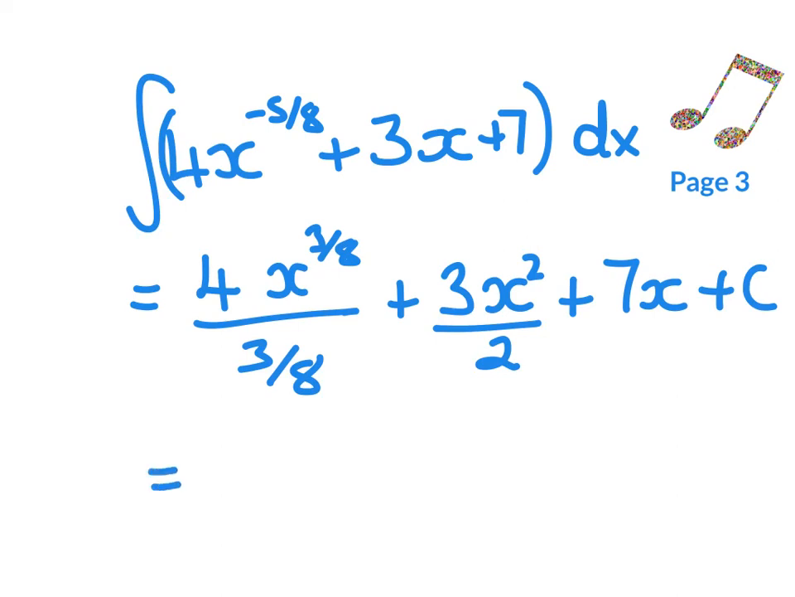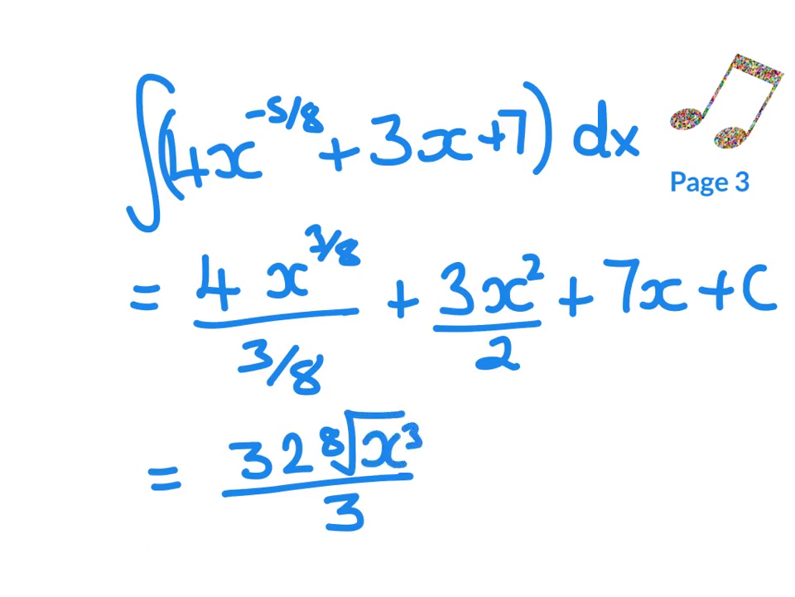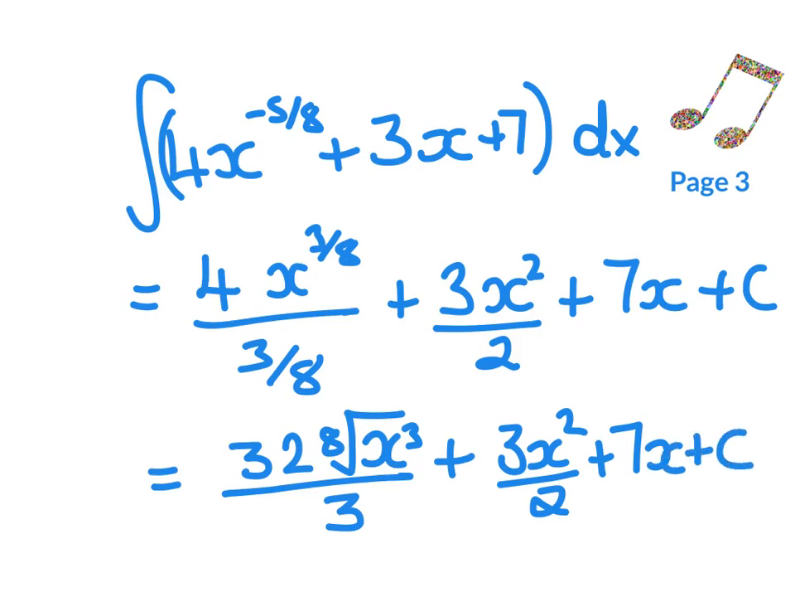Dividing by 3/8 is the same as multiplying by 8/3, so 8 times 4 is 32. It's over 3, the x is positive, so it's staying on the top, but it's 8th root of x cubed, plus 3x squared over 2, plus 7x, plus c.